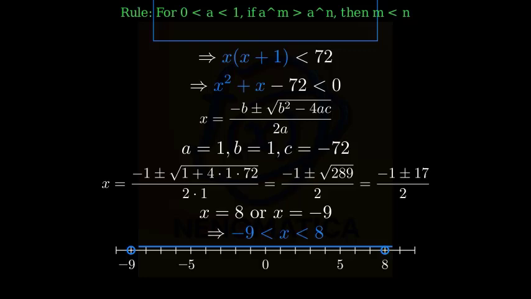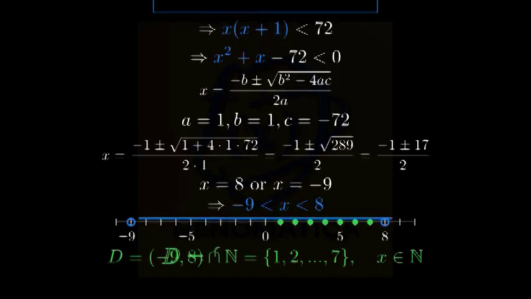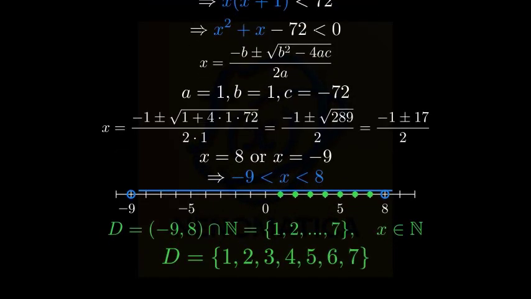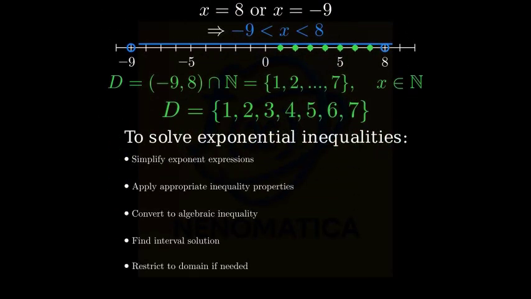However, since the problem specifies that x must be a natural number, we need to further restrict our solution to the natural numbers in this interval. Since we need natural numbers and the interval negative 9 to 8 includes the natural numbers 1 through 7, our final solution is the domain D is the set of natural numbers from 1 to 7, which we can write as 1, 2, 3, 4, 5, 6, 7. And that's how we solve this exponential inequality.